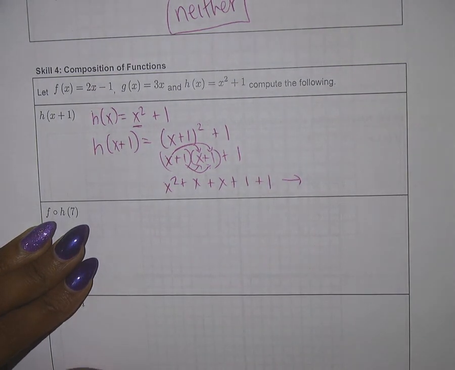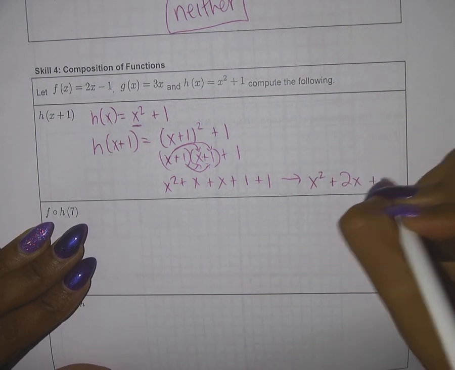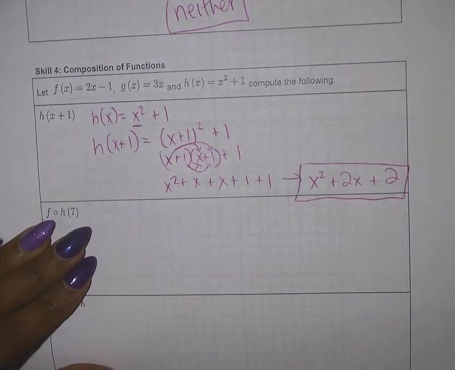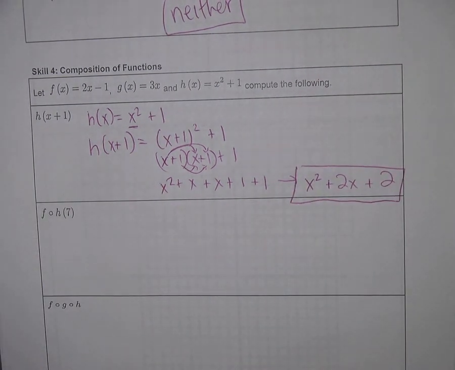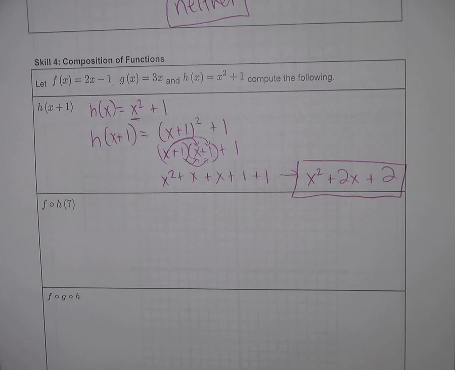There are too many. Let's combine it. X squared plus 2x plus 2. There we go. And that's it. We're done. Do I have any questions on this one? Oh, we're done? That's it. Oh, for this problem.